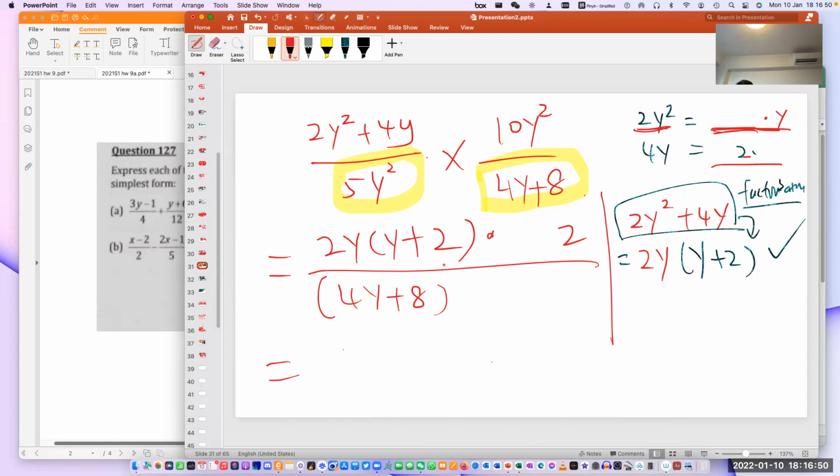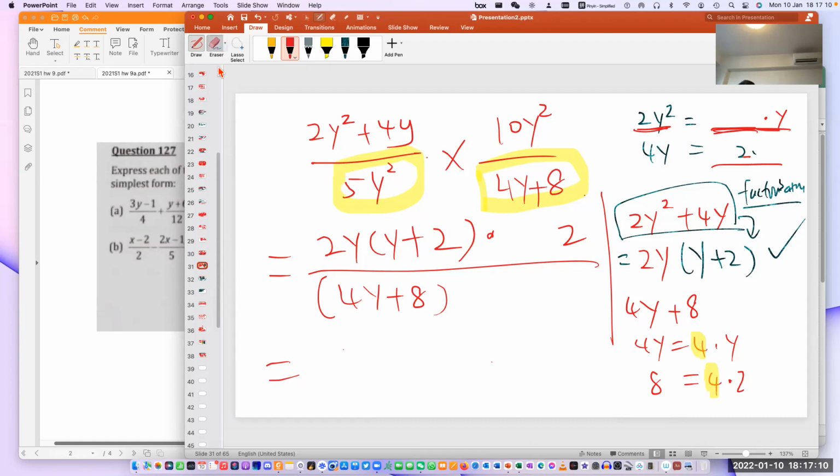Similarly, 4y plus 8. So I have 4y, I have 8. What is common? How do you split? This is 4 times y, and this is 4 times 2. Can you see that they both have 4? So if they both have 4, I can take out 4.